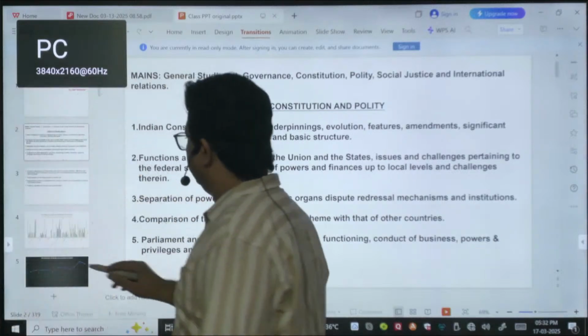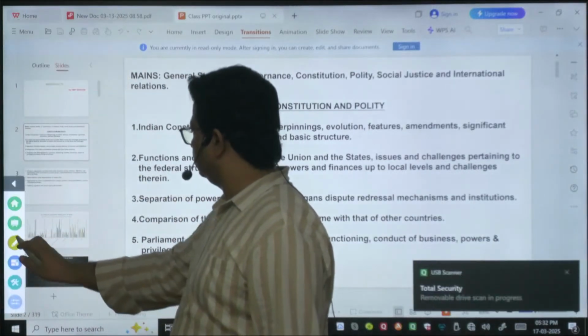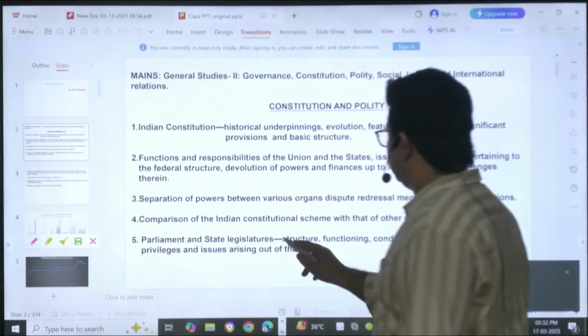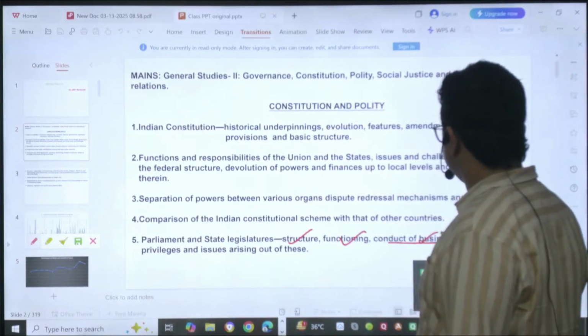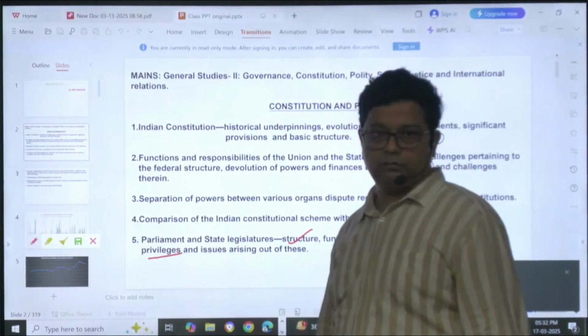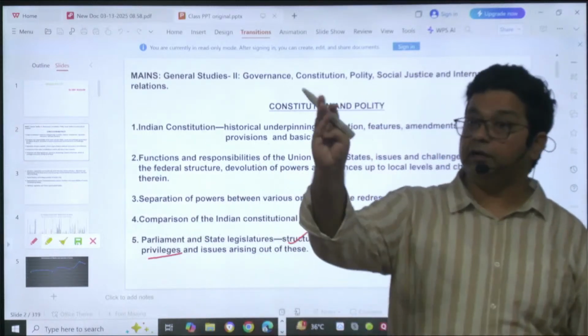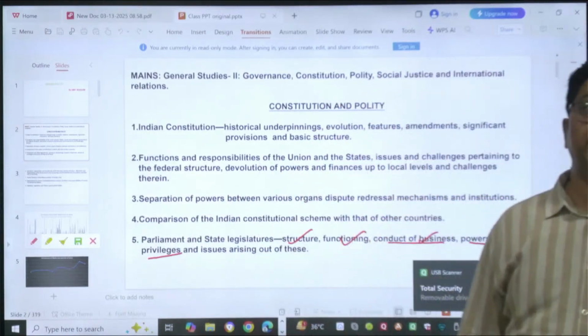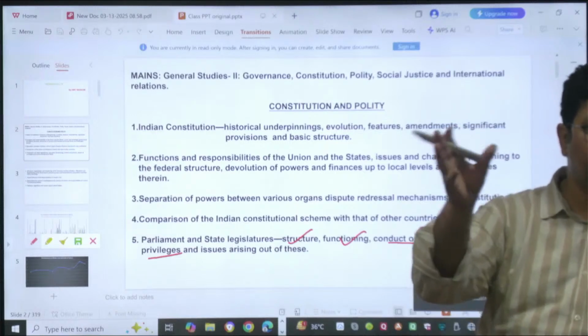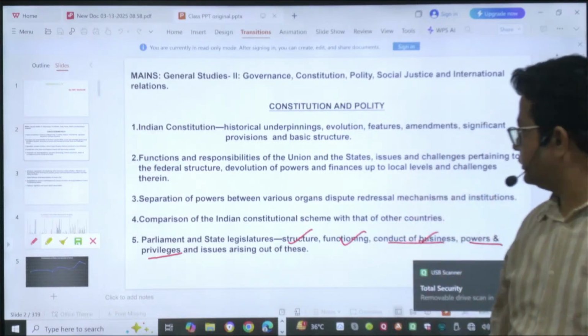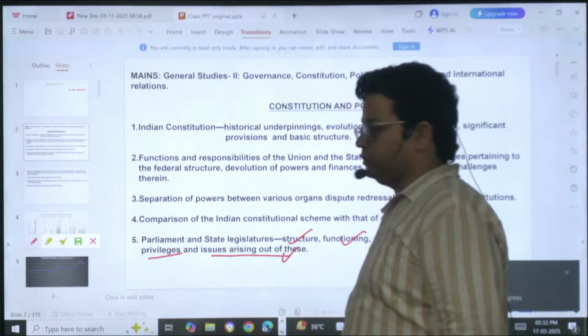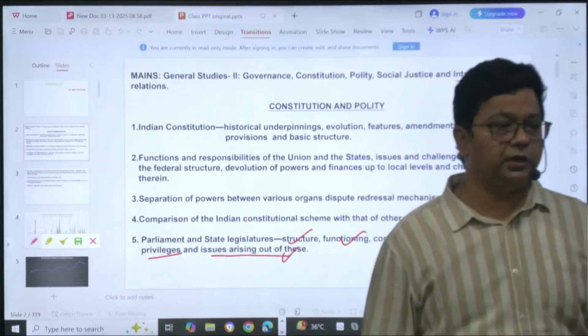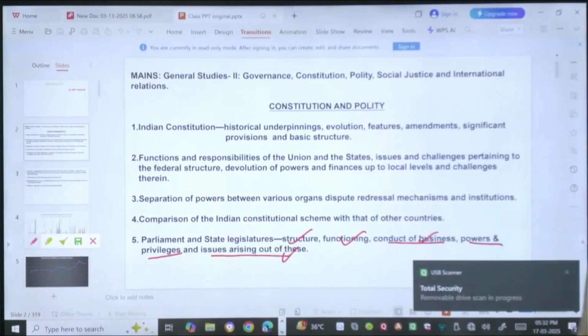Clear? So here we can see structure, functioning, conduct of business, powers and privileges. So we have seen the collective responsibilities power. They also have collective responsibility and individual responsibilities. Issues arising out of this, like the power of the Speaker to decide cases under the 10th Schedule, the anti-defection law.